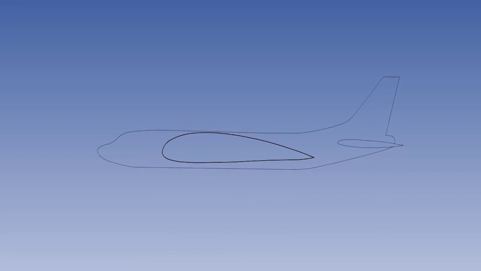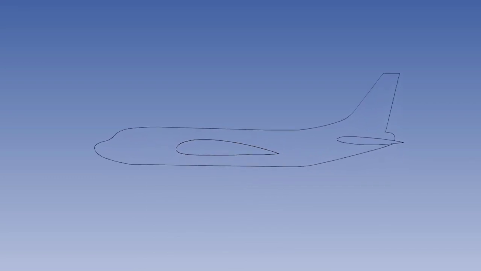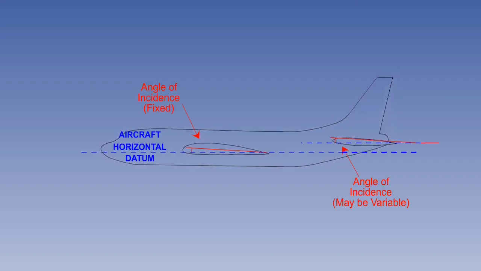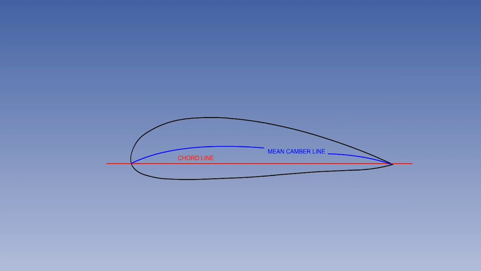The angle of incidence is the angle between the wing root chord line and the longitudinal axis of the aircraft. This is fixed for the wing, but may be variable for the tailplane. The mean camber line, also known as the mean line or camber line, is a line joining the leading and trailing edges equidistant from the upper and lower surfaces.